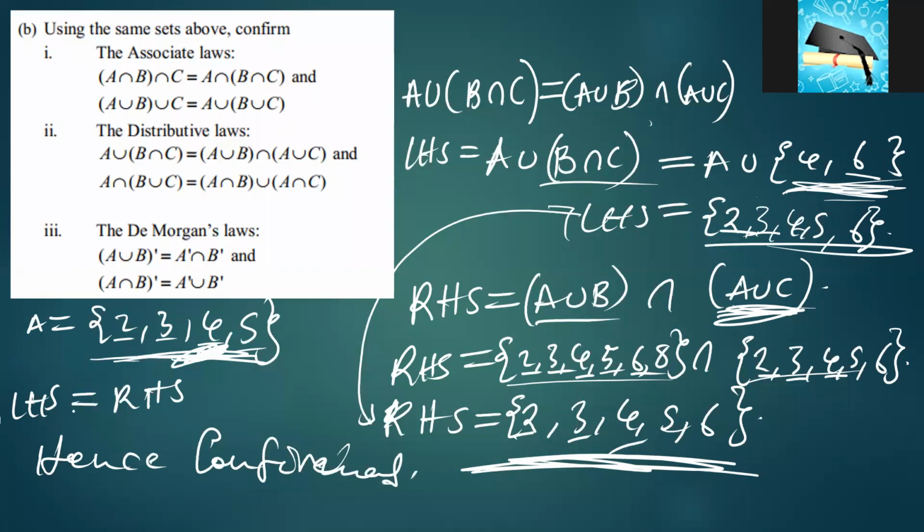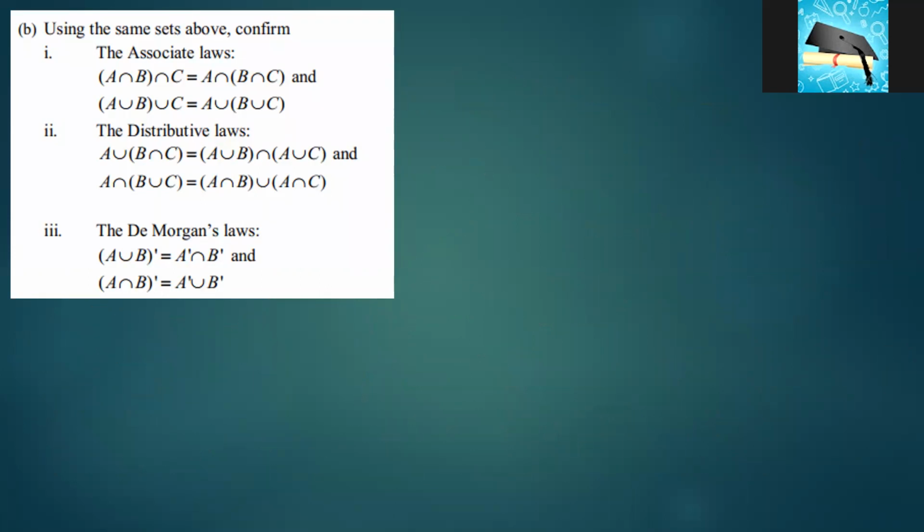So we do the same even for De Morgan's here. So we first have to find A union B.